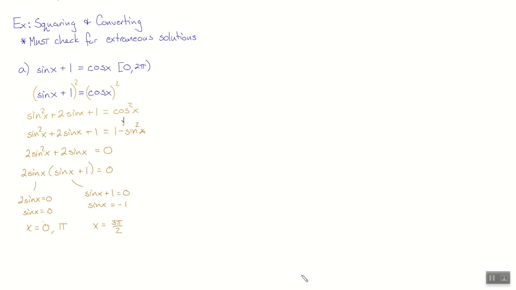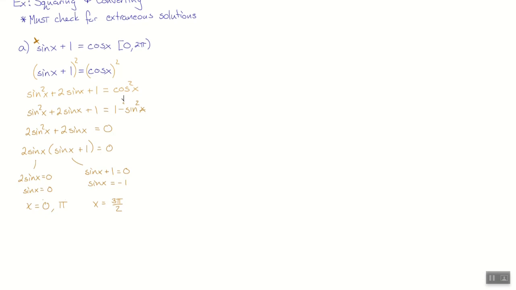Now, to check these, I'm just going to go right back to the original problem right here. This is the one that we're going to check it with. So whether you do this in your head or if you physically write it down to check it, do not just blindly trust that they're going to be okay. I'm going to check each of these. If I take the sine of 0 plus 1, I need to check, is that indeed equal to the cosine of 0?